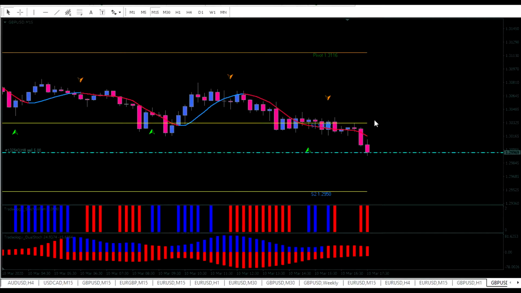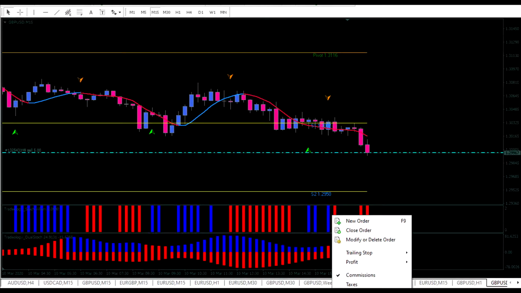Right, so we've entered the trade and we are now in the market, going short. Entered that candle there. I'm going to set my stop loss just above this area here, and I'll be looking to set a target just above the support area below.